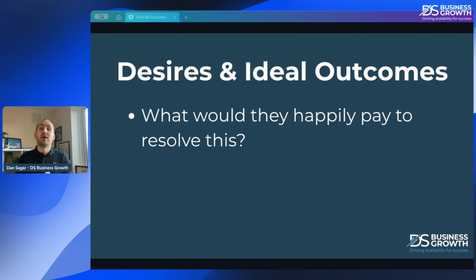what they really are looking for, usually the answer to this question on the screen, what are they happily paying to resolve this, usually that price is much higher, because if you can truly deliver the best outcome of what they really truly want, they'll probably pay a lot more to resolve that.